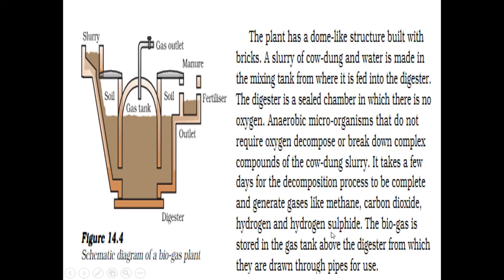Okay, so already I told biogas means it is a mixture of gas, and the major component of biogas is methane. After a few days of decomposition, it will generate gases like methane, carbon dioxide, hydrogen and hydrogen sulfide. The biogas, after it's produced in the digester, will be stored in the gas tank. In the picture you can see the gas tank is present above the digester, and from the gas tank it can be drawn through pipes for usage. So this is about the biogas plant.